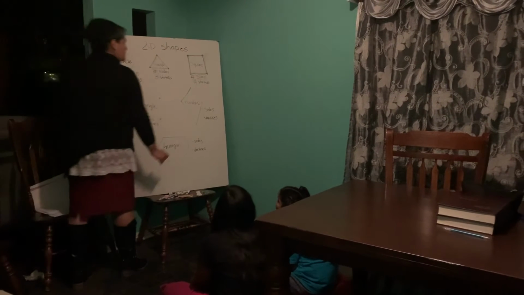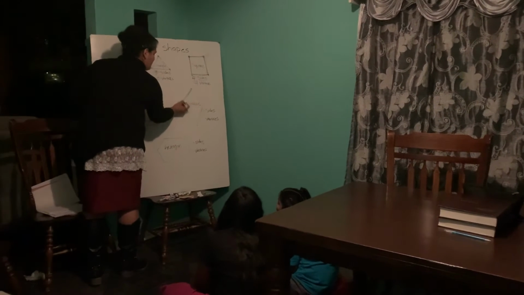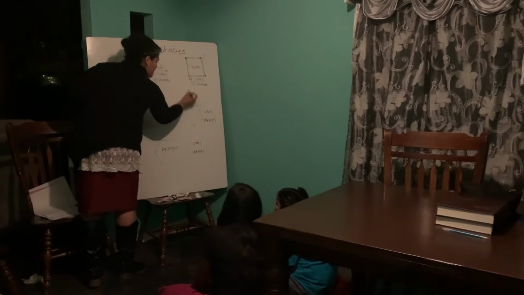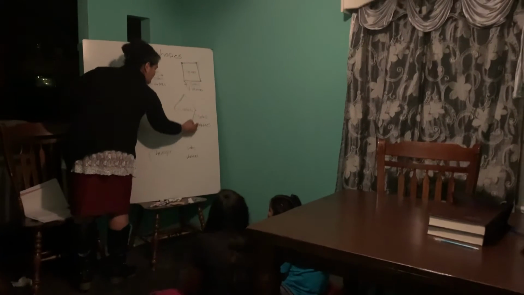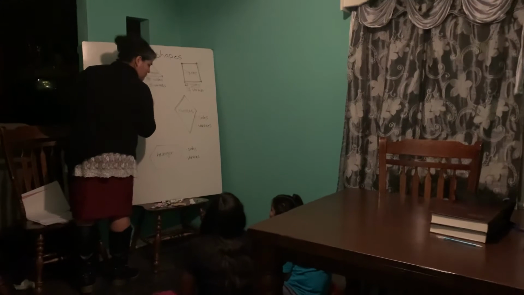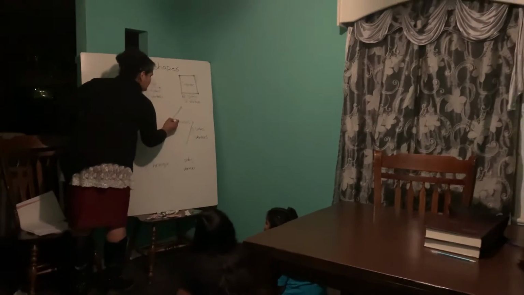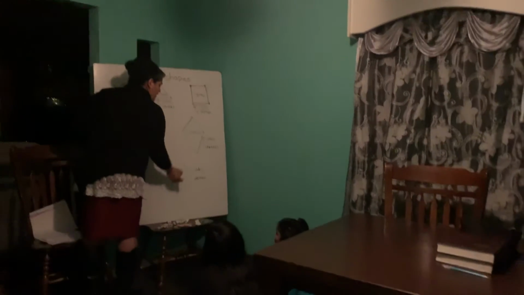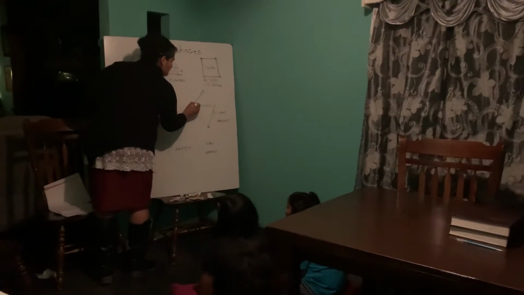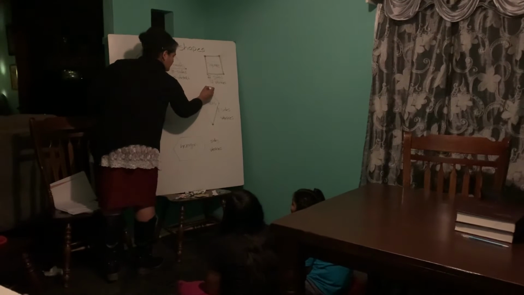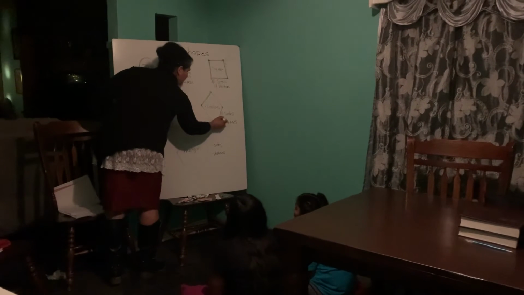Okay. Now, what is this called? Rhombus. How many sides do we have in the rhombus? 4. 4 sides. Very good. 1, 2, 3, and 4. And how many vertices do we have? 4 vertices.